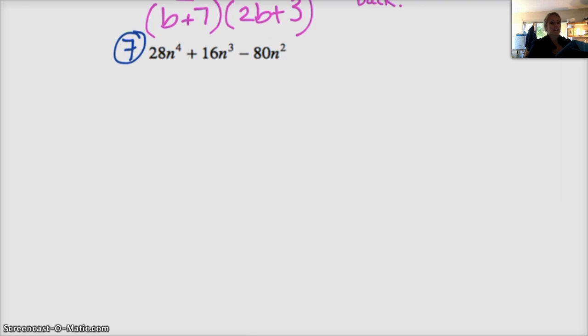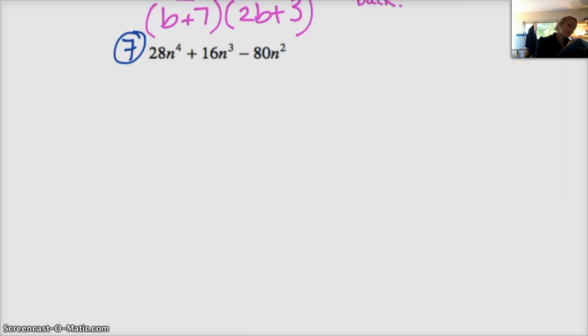So if you look at it initially, like 28n to the 4th, we haven't done n to the 4th. It's okay, because this one has an n to the 4th, this one has n to the 3rd, and this one has n squared. So that means all 3 of them, you can pull out an n squared. In addition, every single one of those numbers, 28, 16, and 80, are all divisible by 4. So you can actually pull out, before you do any other factoring, even though this actually is factoring, a 4n squared, because then it makes what you're factoring a lot simpler.